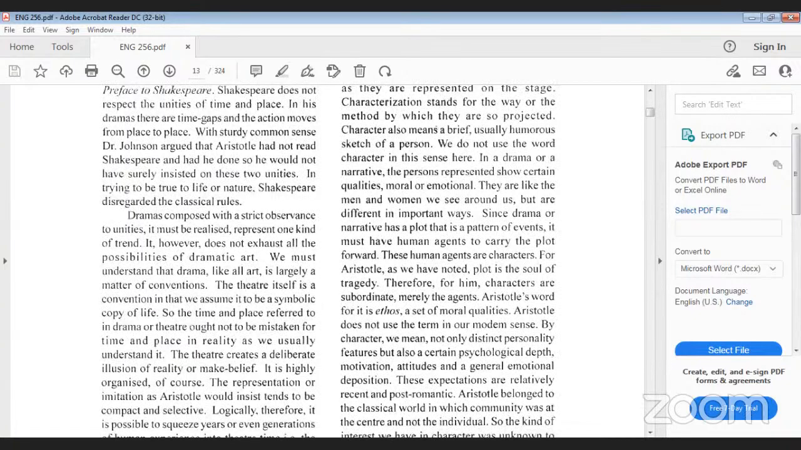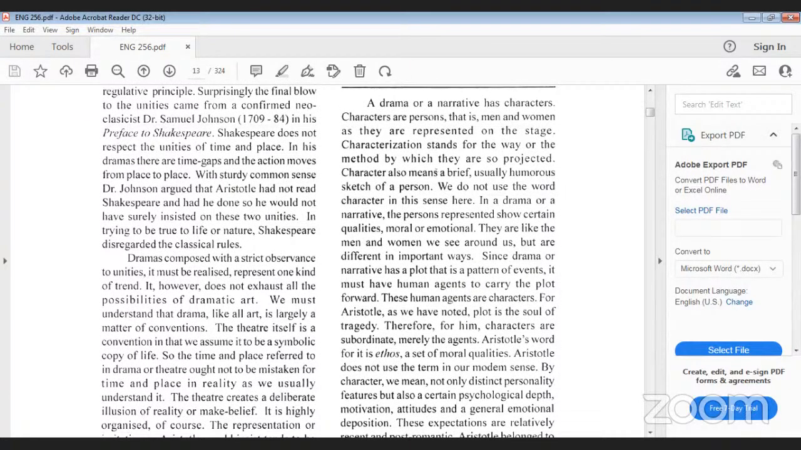A drama or a narrative has characters. Characters are persons, that is men and women as they are represented on the stage. Characterization stands for the way or the method by which they are so projected. Characters also means a brief, usually humorous sketch of a person. We do not use the word character in this sense here. In a drama or a narrative, the persons represented show certain qualities, moral or emotional. They are like the men and women whom we see around us.